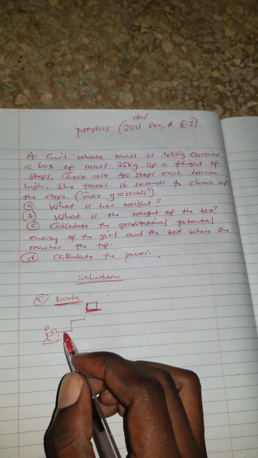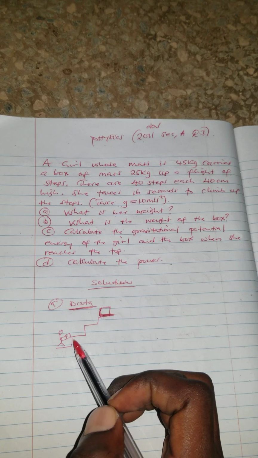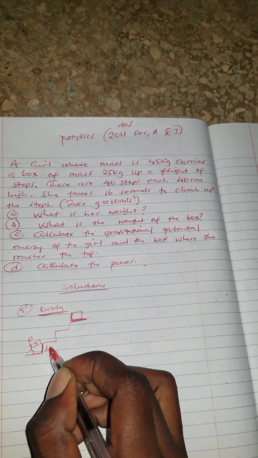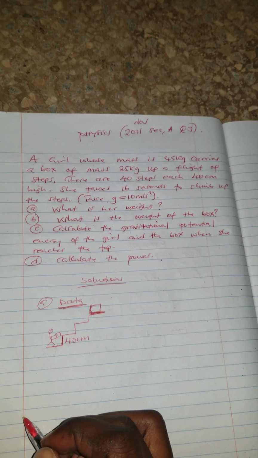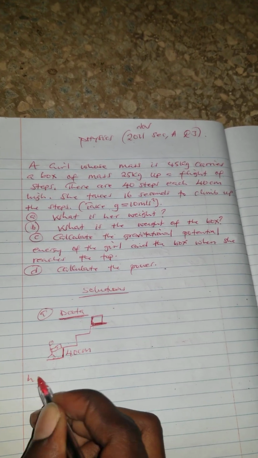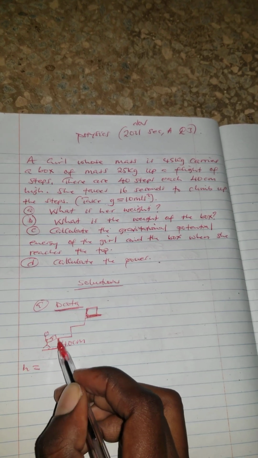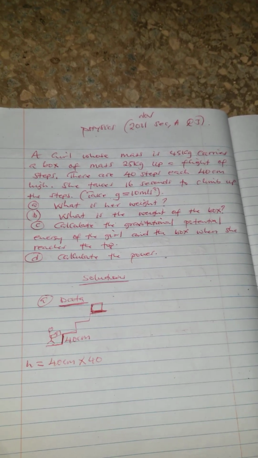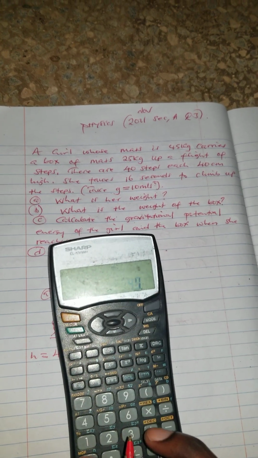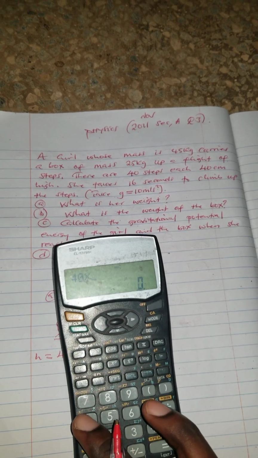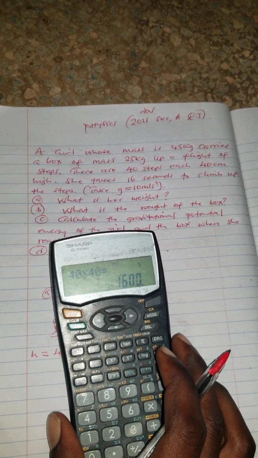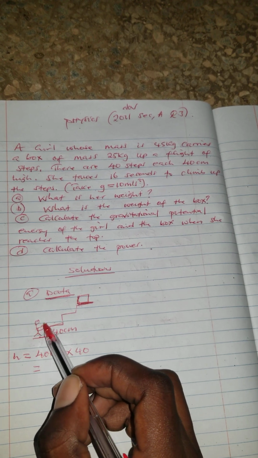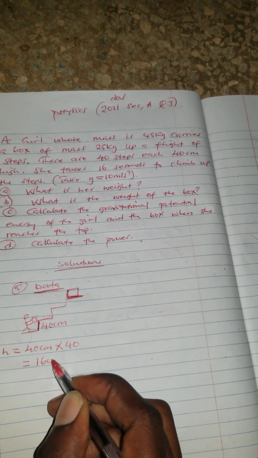They are telling us that there are 40 steps that this girl is going to climb, and each step has a height of 40 centimeters. So in order to know the total height, on your calculator you say 40 centimeters of each step times 40 steps that this girl will take. Altogether we have 1,600 centimeters. This is the distance or the height that this girl will cover as she is lifting this box.